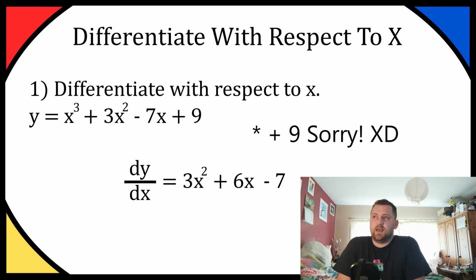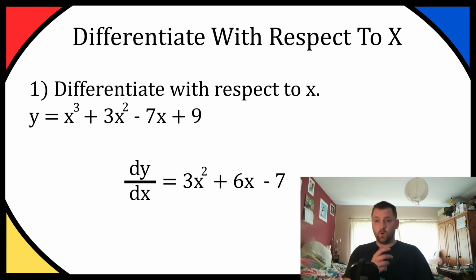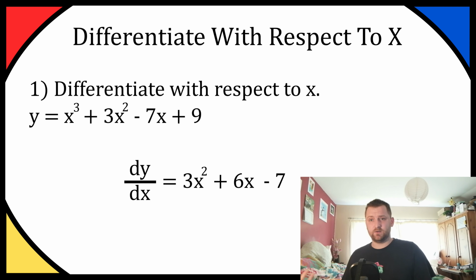I mean, the clue's in the name. It's just constant. No matter what you put into the equation, it's always going to be the same number, okay? Because it doesn't have a variable of x in it. And constants are just going to disappear. So plus 9 is just going to disappear. Why is it going to disappear? Well, because 9 is 9 times 1. And 1 is also x to the power of 0, because anything to the power of 0 is 1, okay?